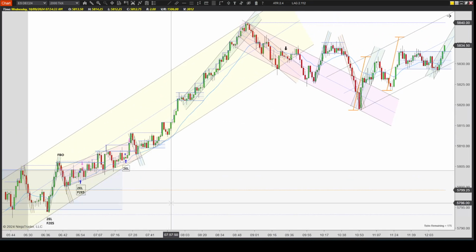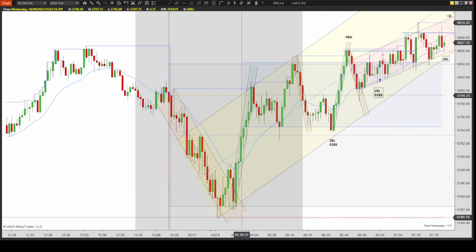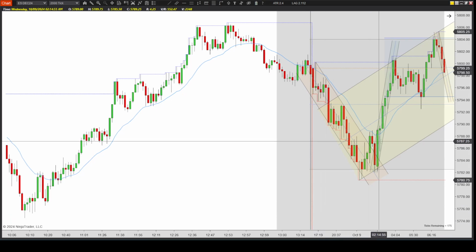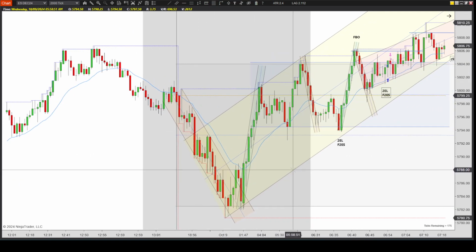So in the pre-market, it first looked like it was range bound. It sold off, bounced. I thought the range was actually going to be here, but it actually ended up being higher. Keep in mind this yellow up channel doesn't exist yet.